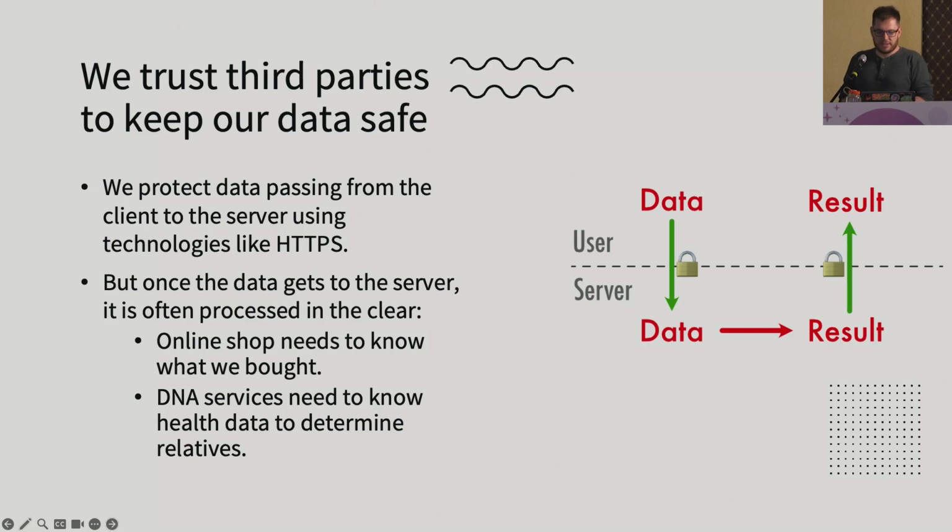Additionally, there are some other services, especially ones that have popped up more recently, such as DNA services that need to know health data to determine relatives or genetic markers for certain diseases or other types of things. A lot of our healthcare has gone online as well, so you can log into online portals to access any of your patient data. All of that, of course, is stuff that you want to keep protected as much as possible.